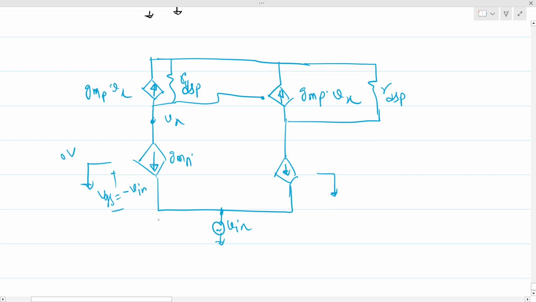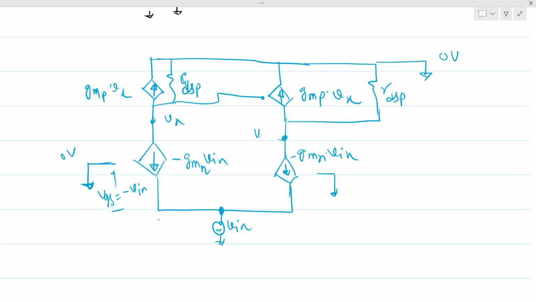Okay, right? The gate is grounded, 0 volt, and our VS is nothing but V in. So this will be minus. So this current is minus GMN V in, and this same current will be the same, right? So this will be GMN times minus of V in. Okay, so this is the small signal parameters, small signal model. So this is 0 volt, and here we have V output.